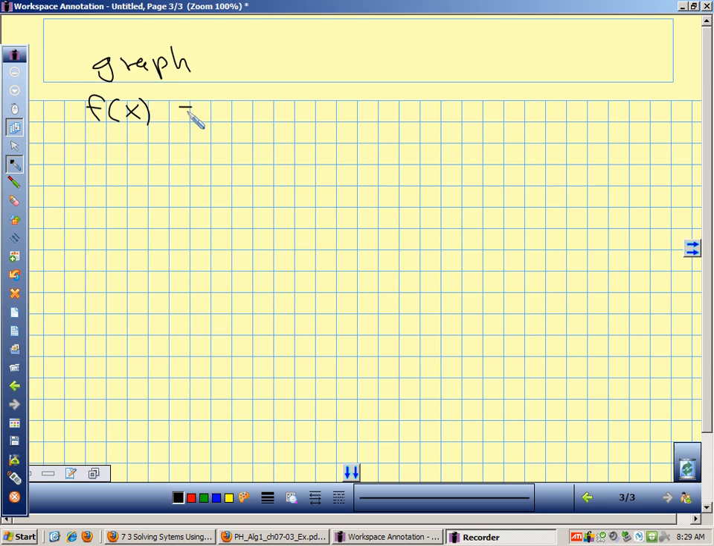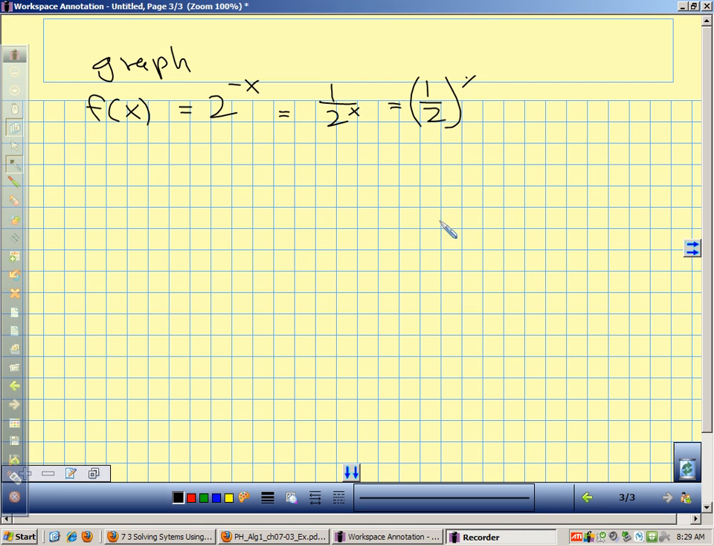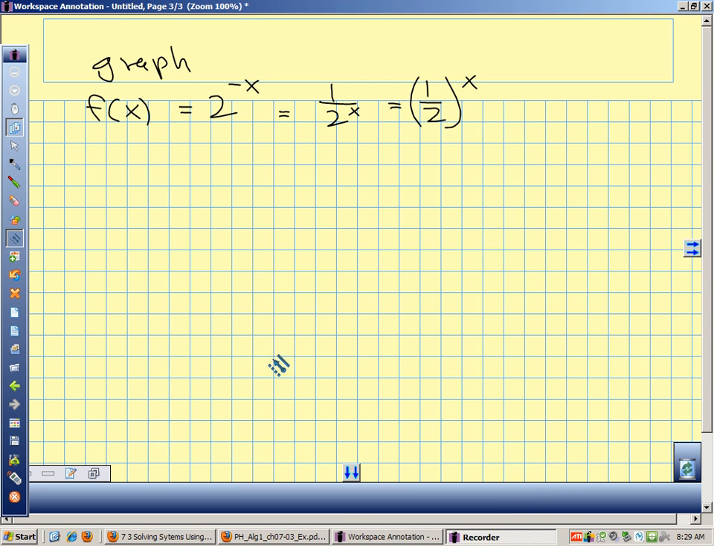f of x equals 2 to the minus x. 2 to the minus x is the same as 1 over 2 to the x, and that's the same as 1/2 to the x power. All of these mean the same thing. So we're going to graph this function. We know since our base is between 0 and 1, our graph is going to be decreasing everywhere, where our last graph was increasing everywhere. So let's draw our axes here.